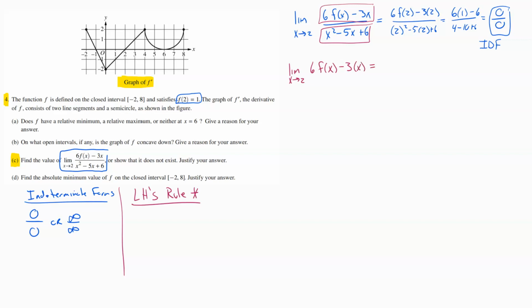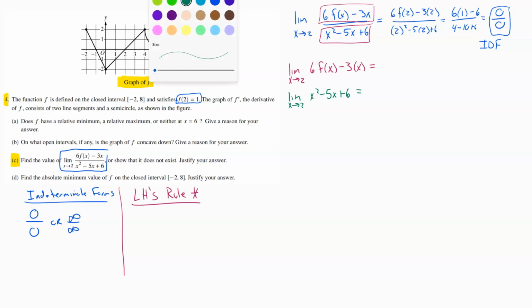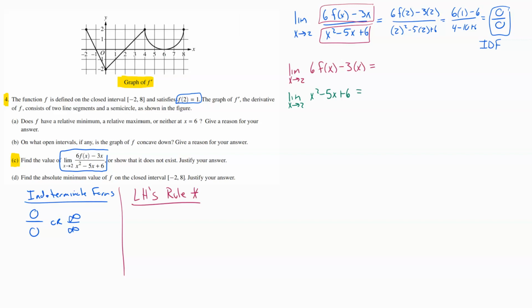They want us to find that answer out separately, and then they want us to look at the bottom separately and say limit as x approaches 2 of x squared minus 5x plus 6. Why our first work doesn't count, again, I don't know. But what we would do is basically the exact same thing we just did up at the top to find that we had an indeterminate form. We're going to just plug 2 into the equation everywhere we see an x. So we would get 6 times f of 2 minus 3 times 2, which we said f of 2, again, we got from the language of the problem.